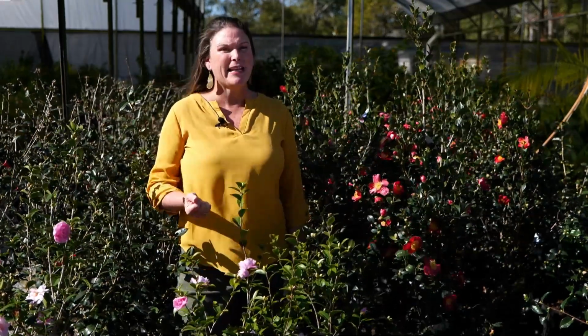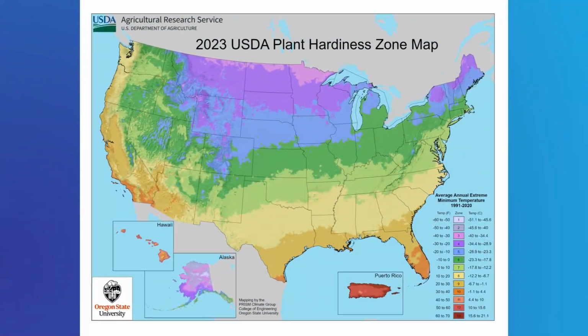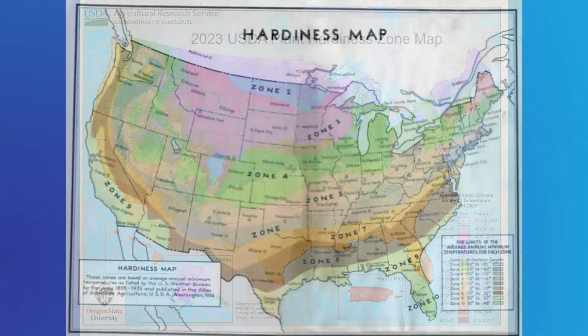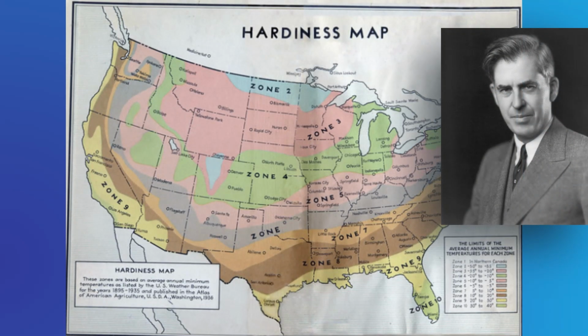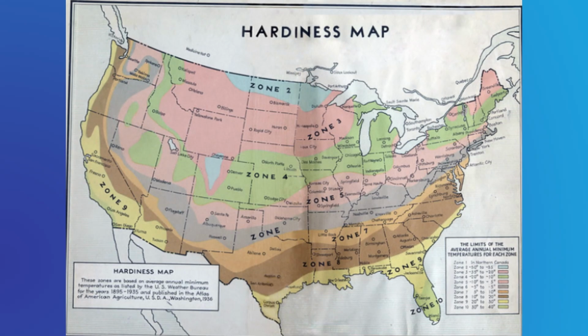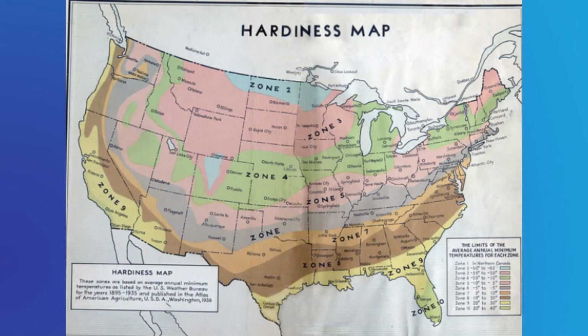The United States Department of Agriculture has updated its USDA hardiness zone maps. Now, what does that mean? Well, these were first introduced in 1938 by Henry Wallace, the then Secretary of Agriculture for the United States. And what it did was break the United States up into 10 zones.